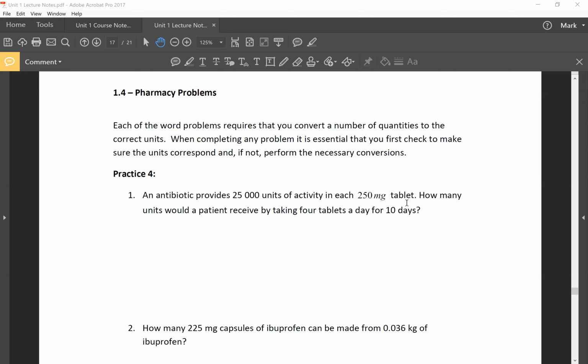I don't know why this is called practice. Well, I guess it's the fourth practice problem in chapter 1. Maybe that's why. But we're going to look at word problems, pharmacy word problems.